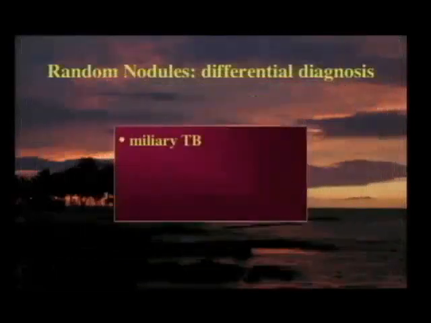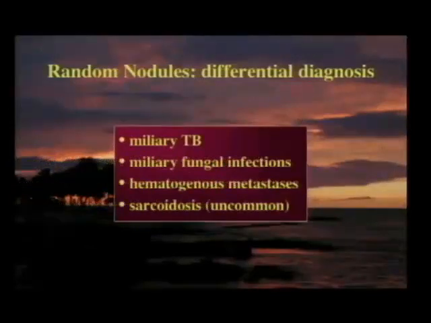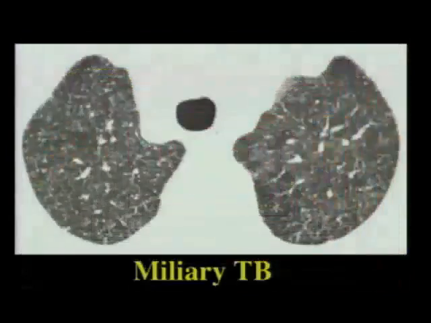Differential diagnosis of a random pattern is that of hematogenous disease: miliary TB, miliary fungal infections, hematogenous metastases, and occasionally when sarcoid is extremely diffuse, it may mimic a random pattern, but it's not very common. This is a very nice example of a random pattern in a patient with miliary TB.